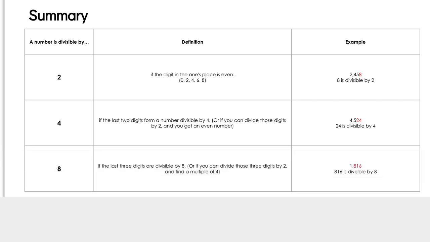And finally, we learned a number is divisible by 8 if the last three digits are divisible by 8, or if you can divide those three digits by 2 and find a multiple of 4. So for example, 1,816, you just look at the 816, and if we find out that 816 is divisible by 8, then we know that the entire number, 1,816, is also divisible by 8.